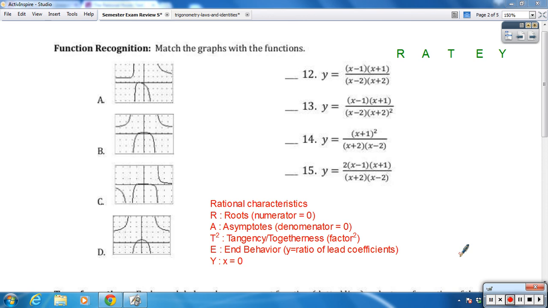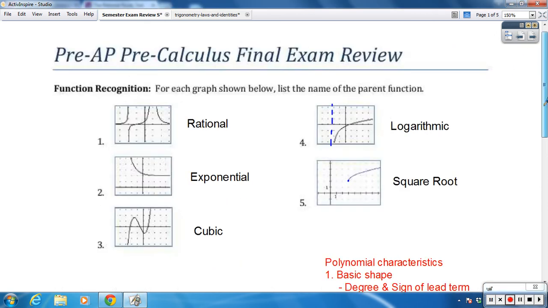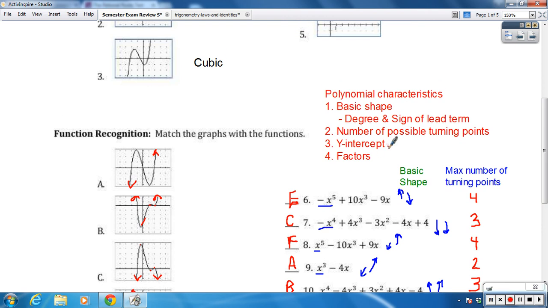All right, so we're going to look at problems 12 through 15, and I've typed up here several rational characteristics. Before I continue, I did have two other factors that you could consider. If the basic shape and the number of turning points did not narrow down your selections, you could always look at the y-intercept, which is going to be your constant value on an equation.